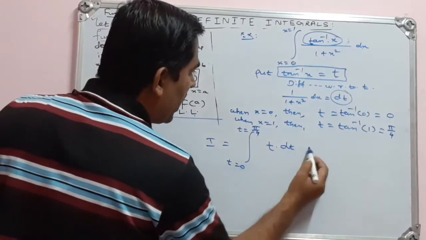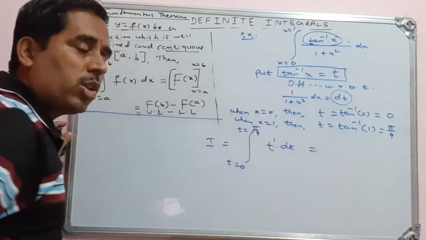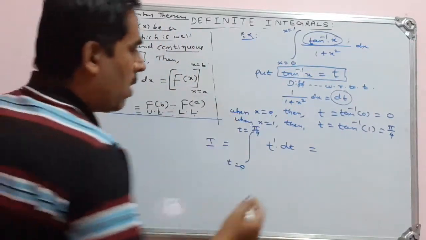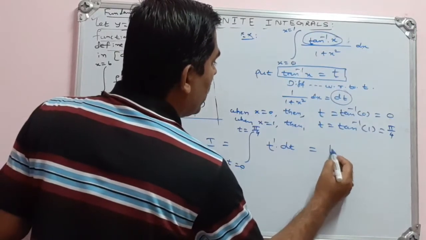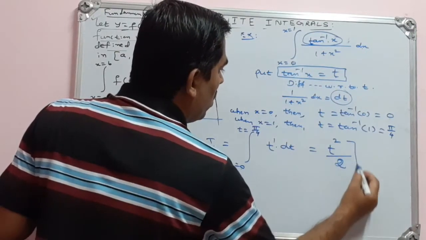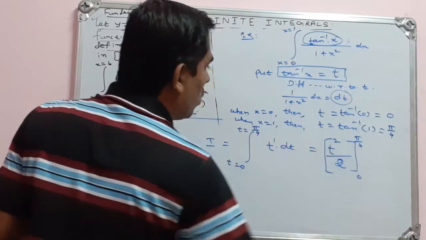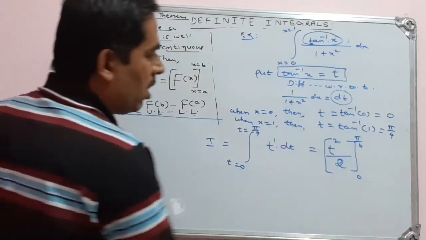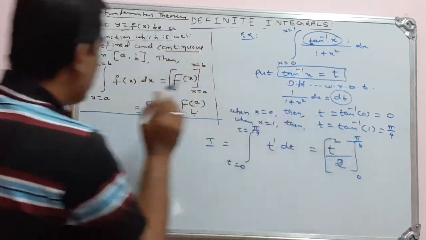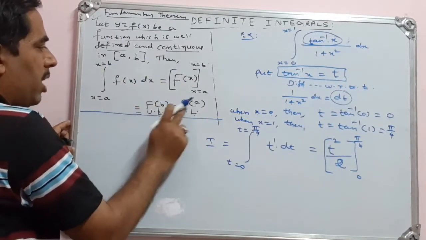Now we have to integrate t. What is the integration of t? Use the power rule. Here the power is 1. Integration of x to the power of n is x to the power of n plus 1 divided by n plus 1. So integration of t is t to the power of 2 divided by 2. Don't forget to write those limits, 0 to pi by 4. Now we have to use this definition: integration of a to b f of x is equal to upper limit minus lower limit.